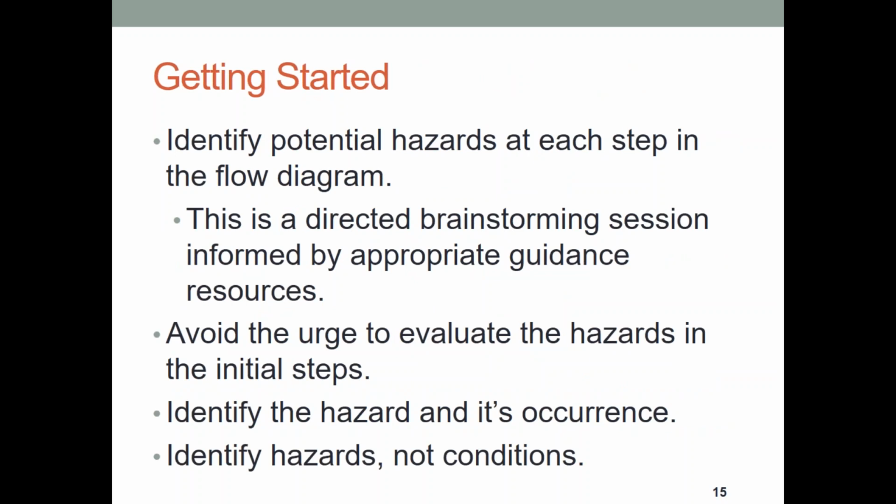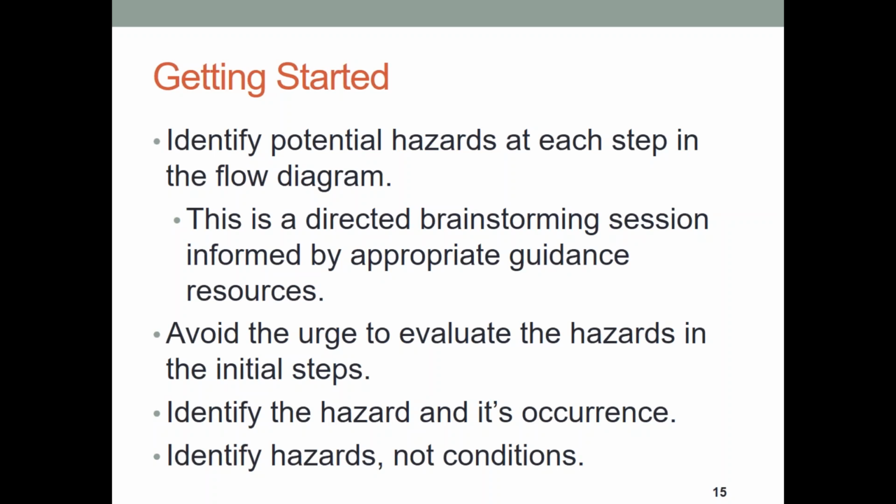Okay, then how do you get started? Well, you get all these folks together that are on your HACCP team and get somebody to start keeping records of what's going on. You should identify the potential hazards at each step of the flow diagram. Normally I like to do that as a brainstorming session. Make sure you've got appropriate guidance resources. Make sure there's someone who is knowledgeable of a product and the process. Make sure there's someone who is knowledgeable about food safety hazards. And if there exists a good hazard analysis guide, use it.